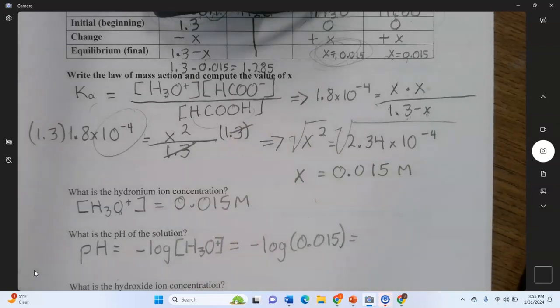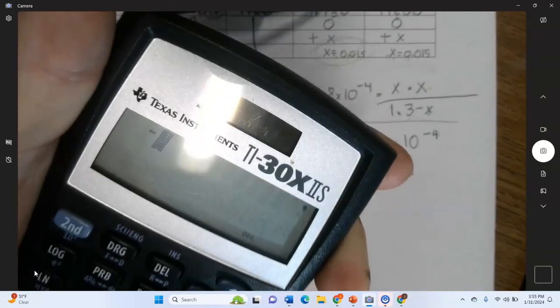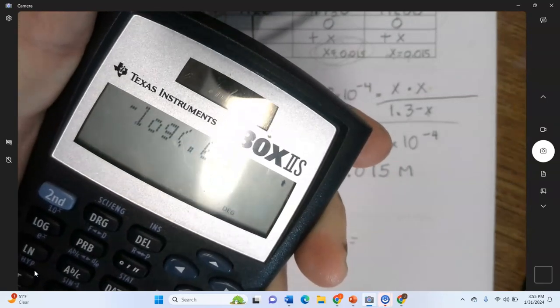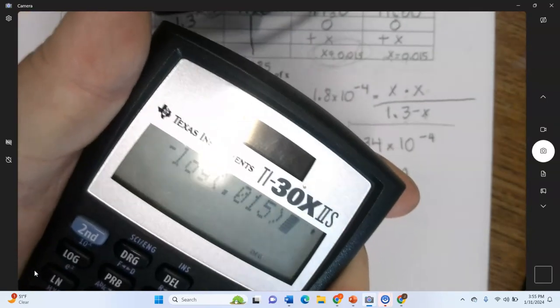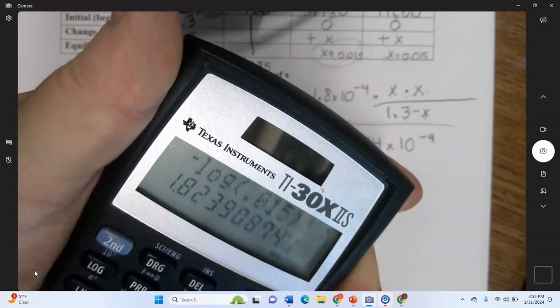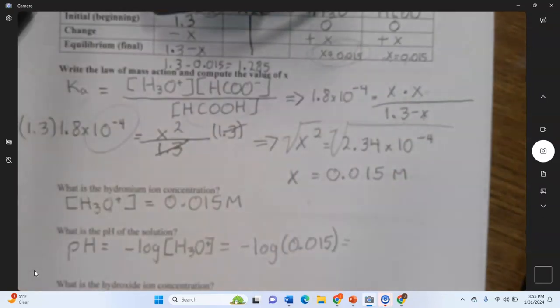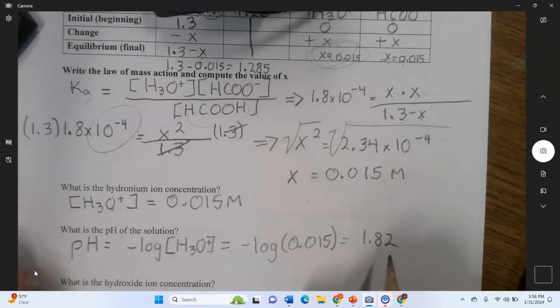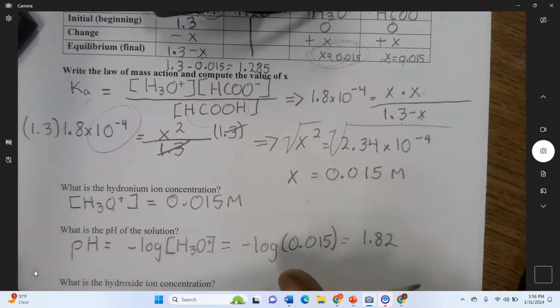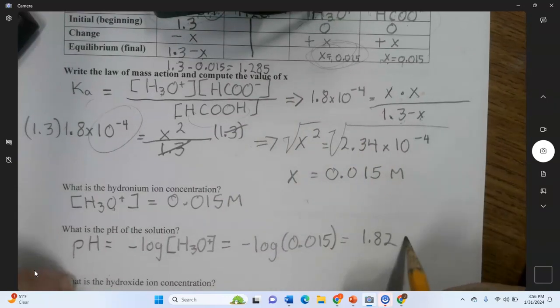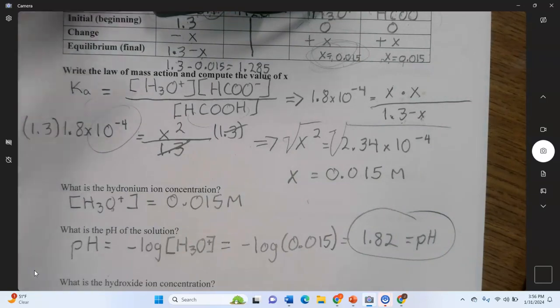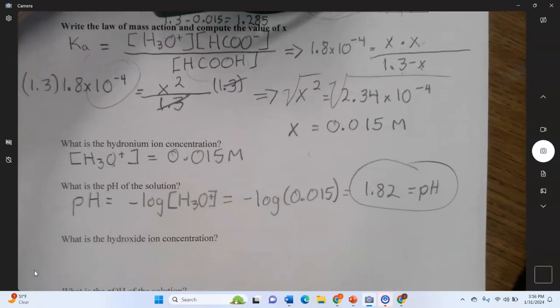And what that's going to give you is negative log, you don't have to push the second button, 0.015, close the parenthesis, and that gives you a pH of 1.82. Okay, so that equals the pH. There it is. All right, now let's do it a little smarter this time.